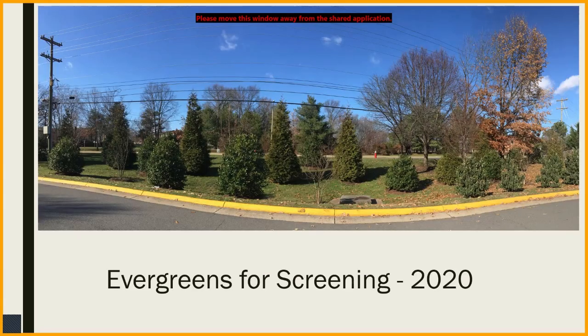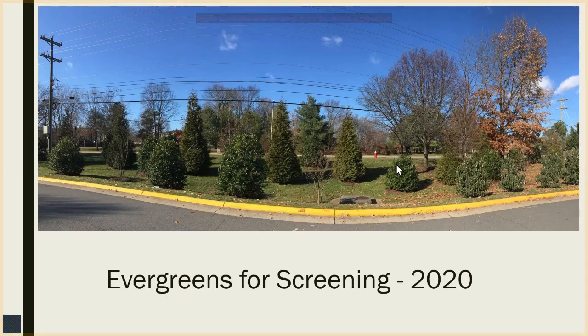This is an example of what I'm going to call a diverse screening. I thought somebody did a really nice job on this. You can see Nellie Stevens hollies in here, green giant arborvitaes, and some evergreen viburnums put in there, mixed in with some existing deciduous trees.